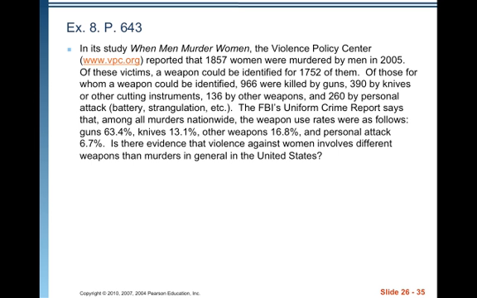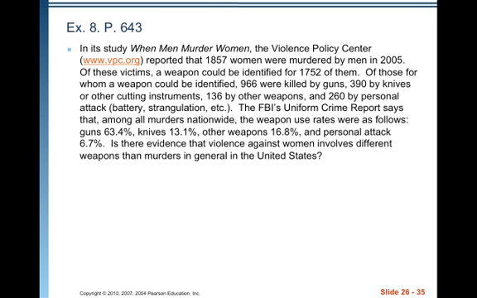Let's look at another example. We're going to look at exercise 8 from page 643. In its study, When Men Murder Women, the Violence Policy Center reported that 1,857 women were murdered by men in 2005. Of these victims, a weapon could be identified for 1,752 of them. Of those for whom a weapon could be identified, 966 were killed by guns, 390 by knives or other cutting instruments, 136 by other weapons, and 260 by personal attack, batteries, strangulation, etc.